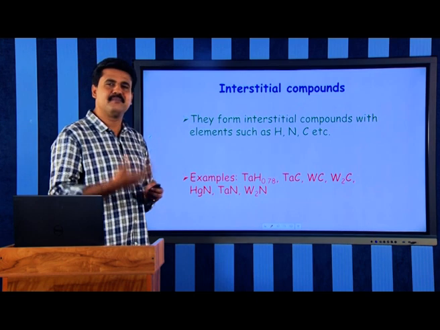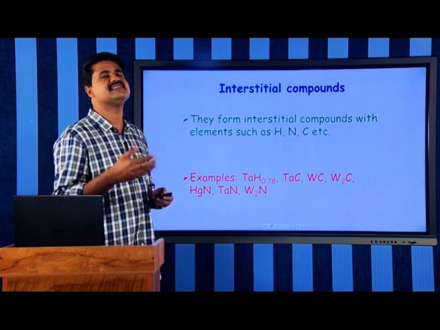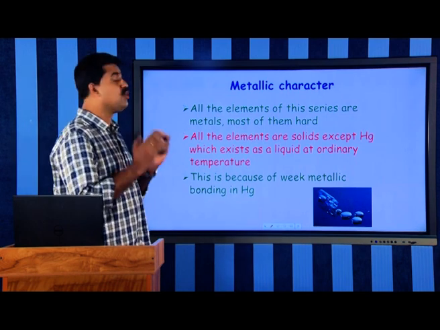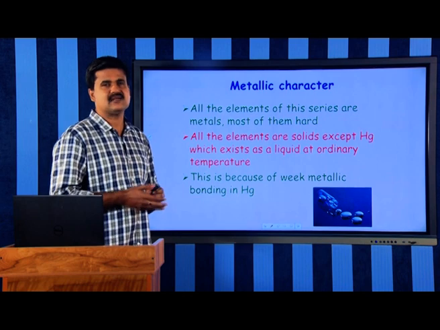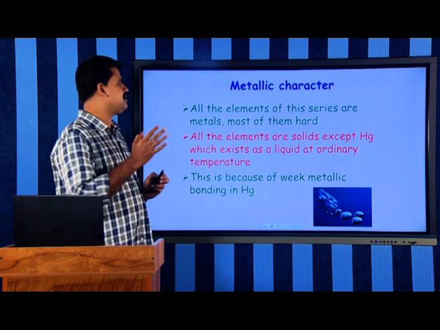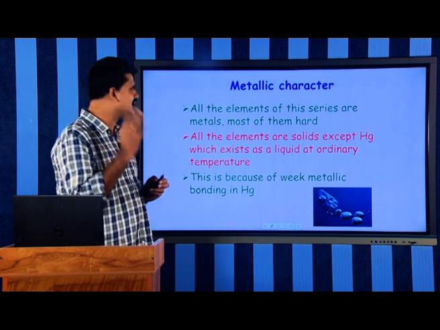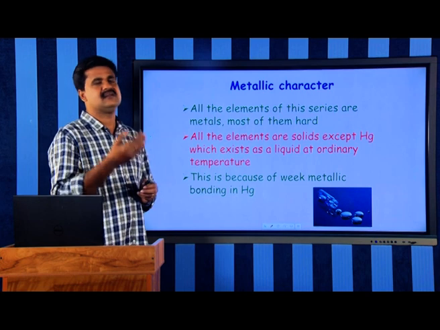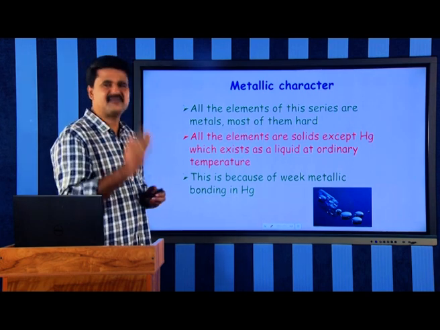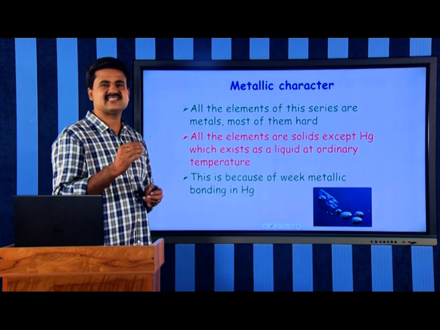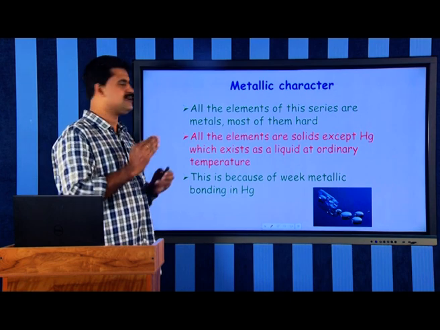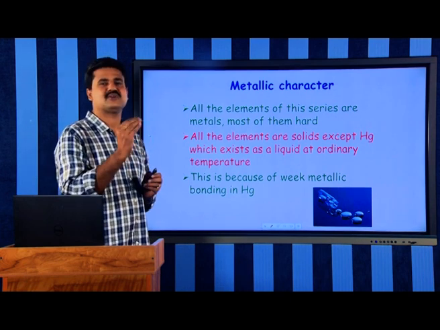So, there are a number of interstitial compounds from the 5D series also. Regarding the metallic character, all the elements of the 5D series are metallic in nature. Most of them are hard metals, and all the elements are present in the solid state, but we are very familiar with mercury. Mercury exists as a liquid at room temperature. All other metals are solids, but mercury exists as a liquid at room temperature.